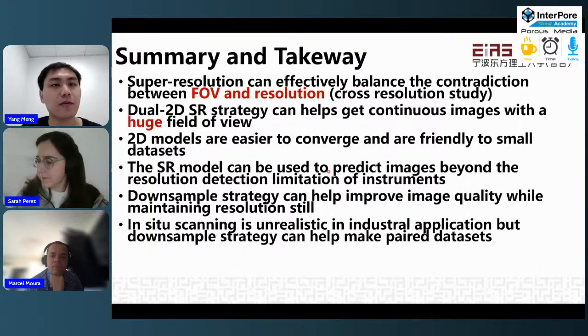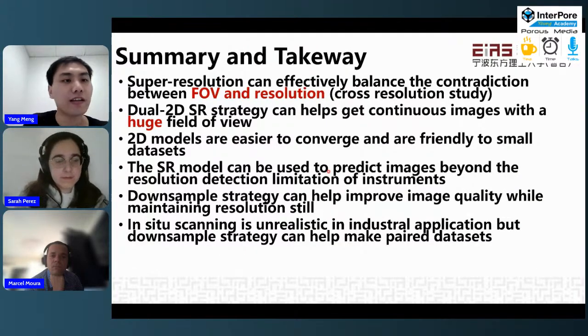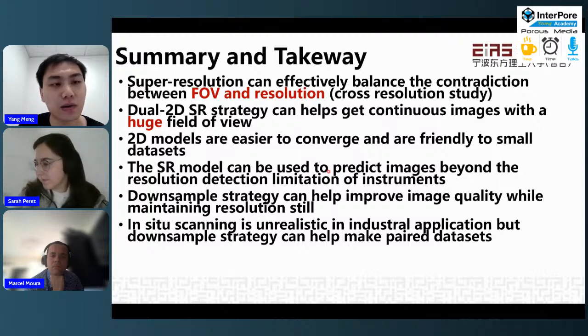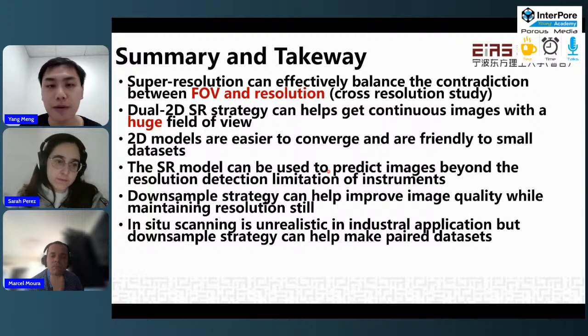And there's a summary and takeaway. The first is the super resolution technology can effectively balance the contradiction between the FOV and the resolution, especially in the cross-resolution study. The second is we use the dual 2D SR strategy, and it can help us to get the continuous images with a huge field of view. The third one is the 2D models are easier to converge and friendly to smaller data sets.